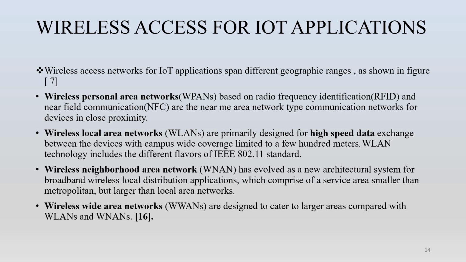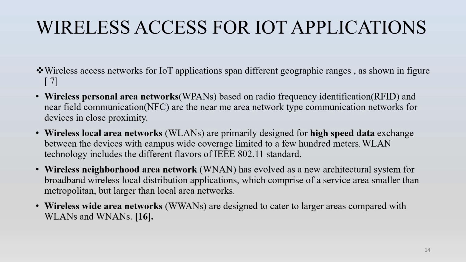So coming to wireless personal area networks, that is WPANs. It's based on RFID and NFC. These are short-range networks designed for communication between devices in close proximity. RFID and NFC technologies are commonly used for quick, secure, and short-distance data exchange.